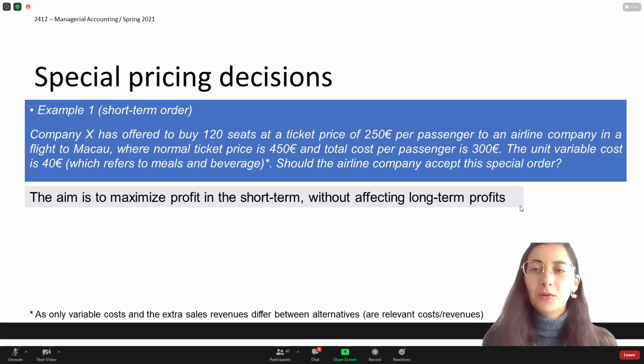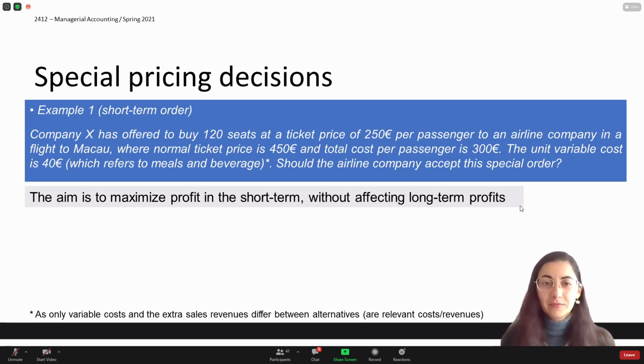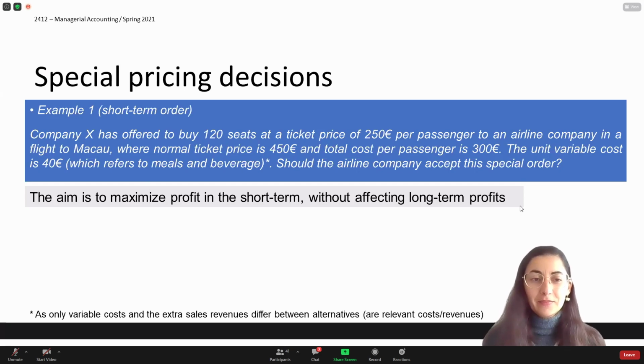Okay, thank you. Can I also give my opinion? Yes. I think they should accept, because it says here in a tricky way that the cost is 300, but the fixed costs are already happening, whether they have passengers or not. So the only thing you should care about is variable costs, and they clearly cover it. If they can have people buying their seats at 450, they should. But if those seats were already left empty, then they should accept it, because it's better than not having anything.